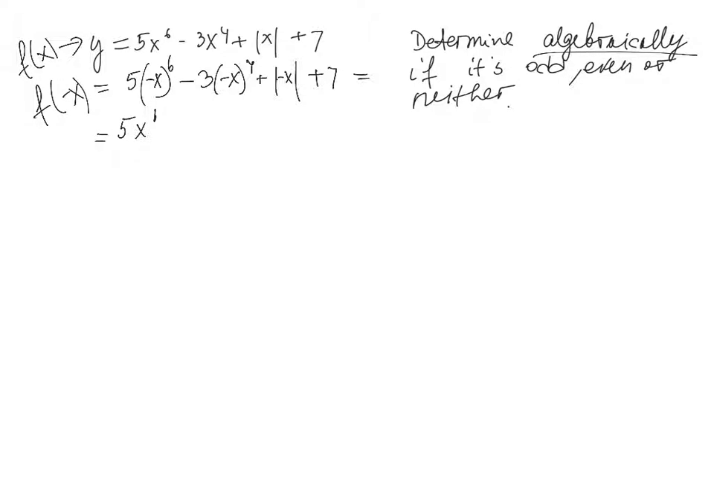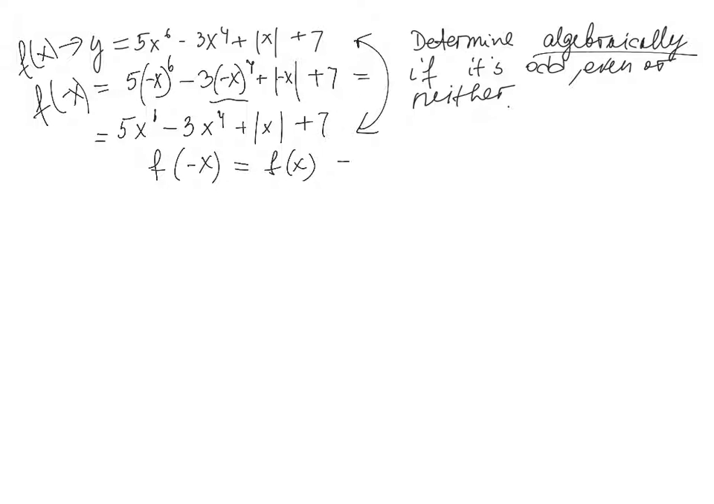Same is true for 4th degree. So we still have a minus, we still have a 3, but negative x to the 4th becomes x to the 4th. Absolute value function is even, so absolute value of opposite x and x, they are the same. And 7 doesn't care, we're not plugging in anything. So if you compare these two, we can tell that f of minus x is exactly the same as f of x. So that gives us the conclusion that it's an even function.